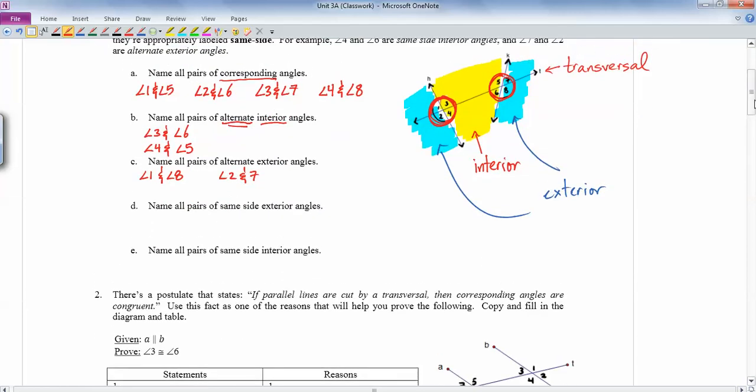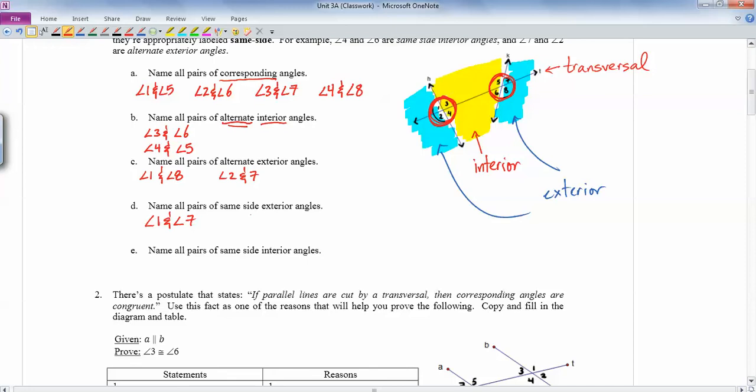Same side is a little bit easier. So same side would be same side of the transversal. So 1, 3, 5, and 7 are all on the same side. So if I said same side exterior, I'll pick 1 from the first chunk, and that'll go with 7 on the other chunk. Same side of the transversal and in the exterior of the two main lines.